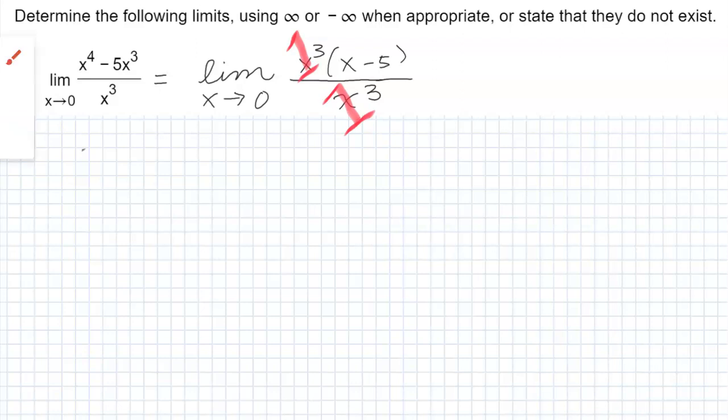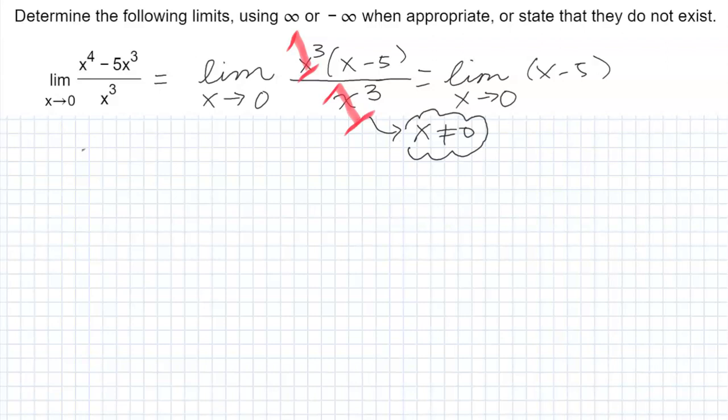And I think it's important that we think about that as division, because when we reduce, our function is going to behave like x minus 5 everywhere except for when x is 0. Because when we divide right here, x cannot be 0. Otherwise, we are dividing by 0, and that's illegal, right? So now we can just say that limit, substituting 0 in for x, we will have negative 5.